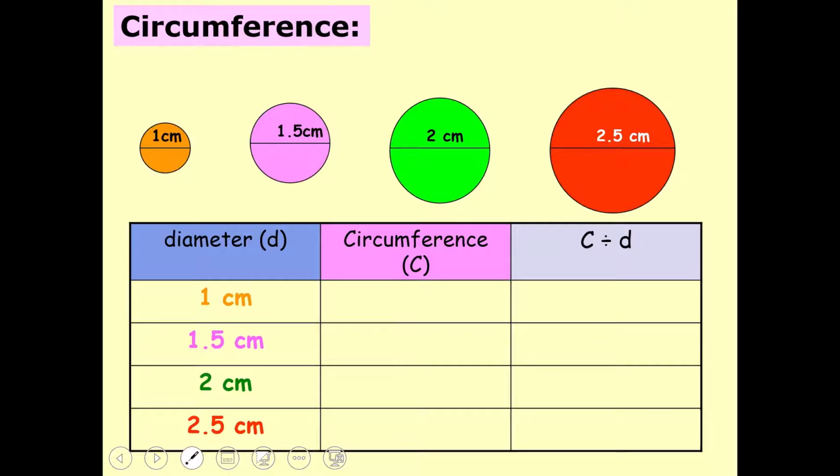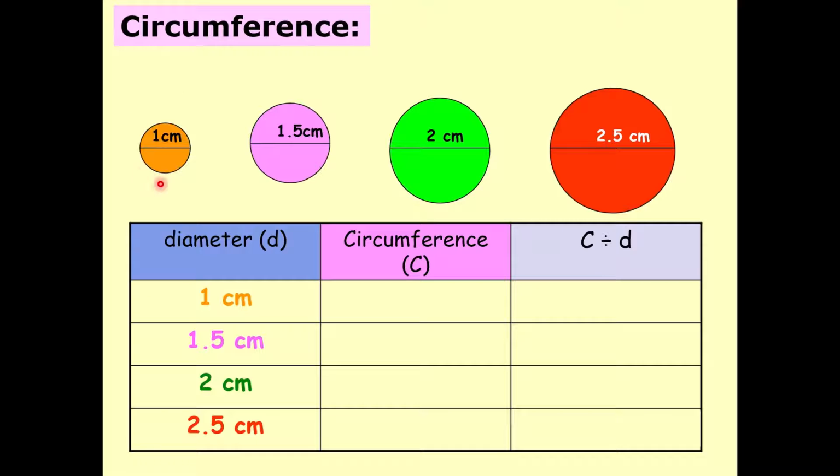So let's look at some little examples here, and we're going to figure out how we would calculate the circumference of a circle. But let's first consider these four circles here. You don't need to copy this down at all. We're just going to go through some little examples to figure out how we calculate the circumference.